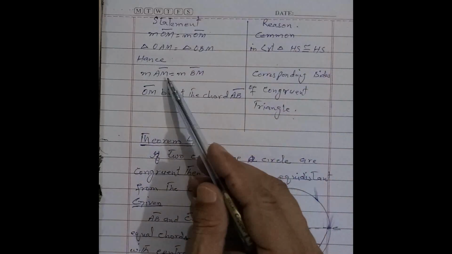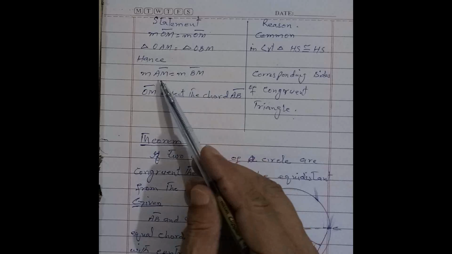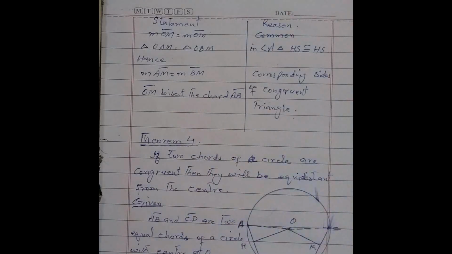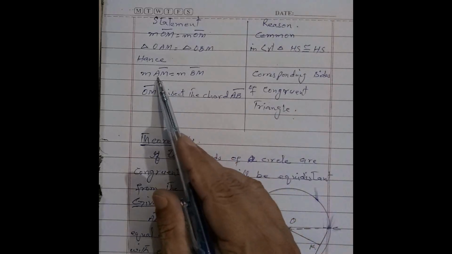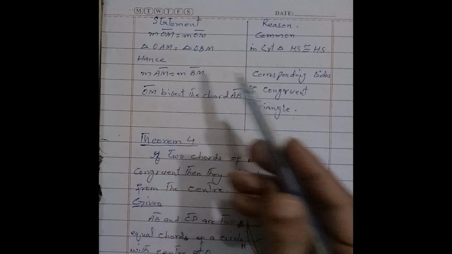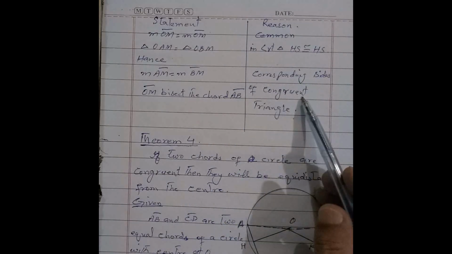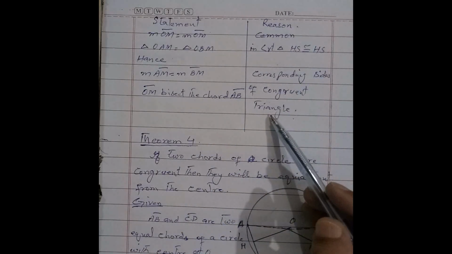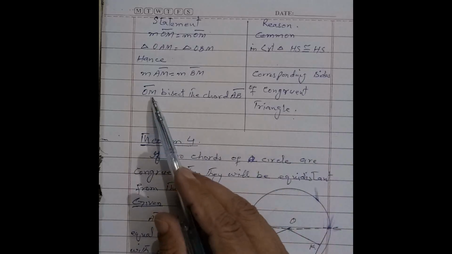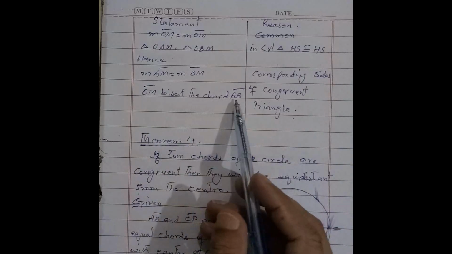Hence AM is equal to BM, because M is the midpoint of chord AB. So the measure of AM is equal to the measure of BM, and they are the corresponding sides of congruent triangles, and means OM bisects the chord AB.